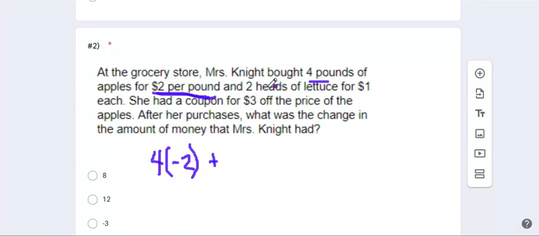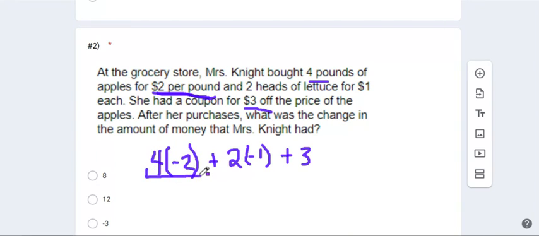Plus, she bought 2 heads of lettuce for $1 each. So 2 times negative 1 because she's paying $1 for each head of lettuce. Now, she also has a coupon for $3 off the price of apples. If you have a coupon for $3 off, that means you're going to pay $3 less than you normally would. So I'm not going to subtract 3 because she's not paying $3 more. I'm going to add 3 because she does not have to pay the $3 that she would have had to pay, because of the coupon.